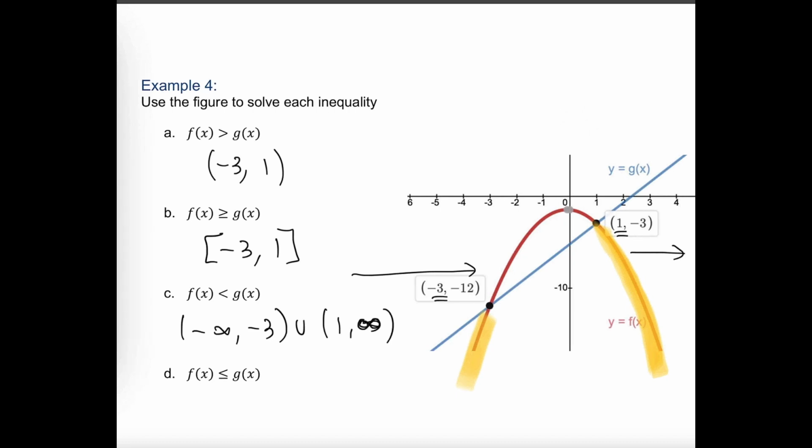And then on part D, we would include those transition points here and here, and say from -infinity to -3, include the x value now, from 1 to +infinity like this.